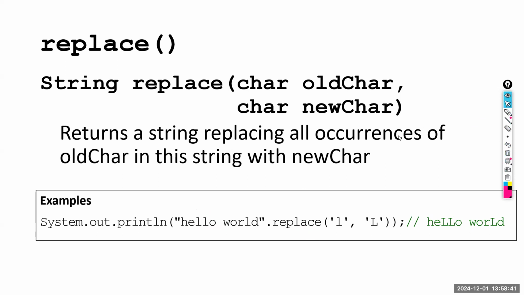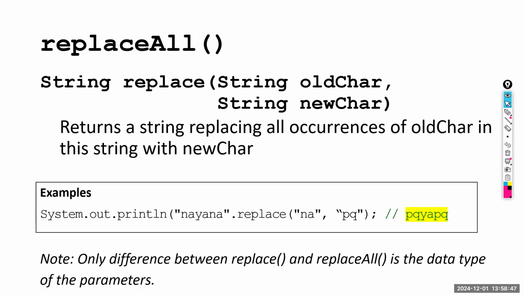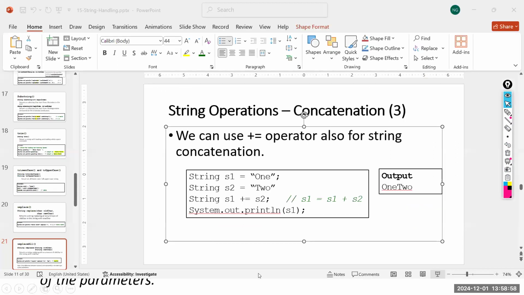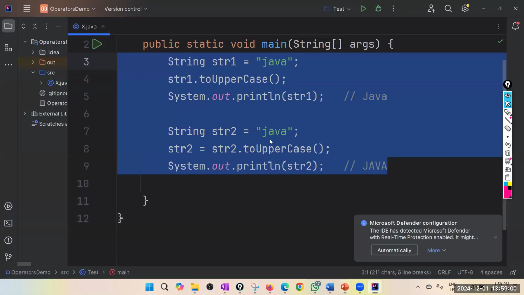Then there's a funny naming to make you really confused. There's another method called replace. Okay, where is that? I think I have not typed it properly. Right, so let me do it.